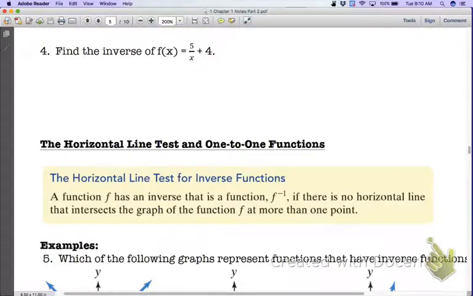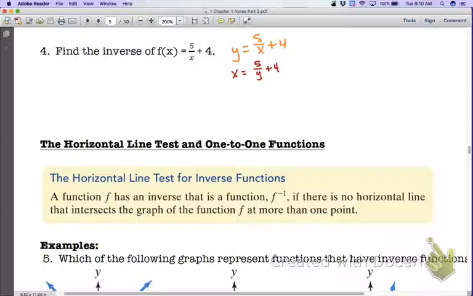Nothing on the fourth one changes as far as how we start. We're still going to make it y equals 5 over x plus 4. Now, I need to flip the places of x and y. So it's going to be x equals 5 over y plus 4.